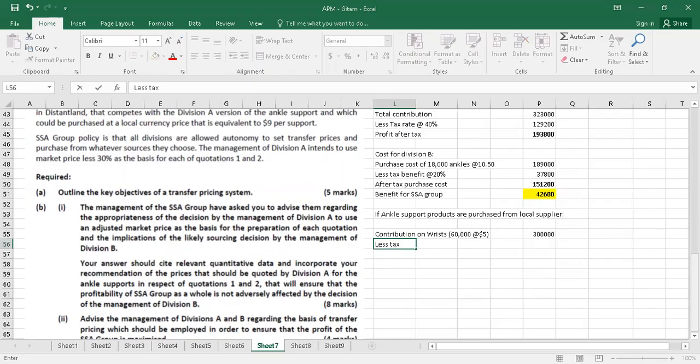So A will earn the same revenue and less tax. Tax will be at the rate of, in Ireland, 40%. So here it will be 300,000 into 40%. So after tax contribution.